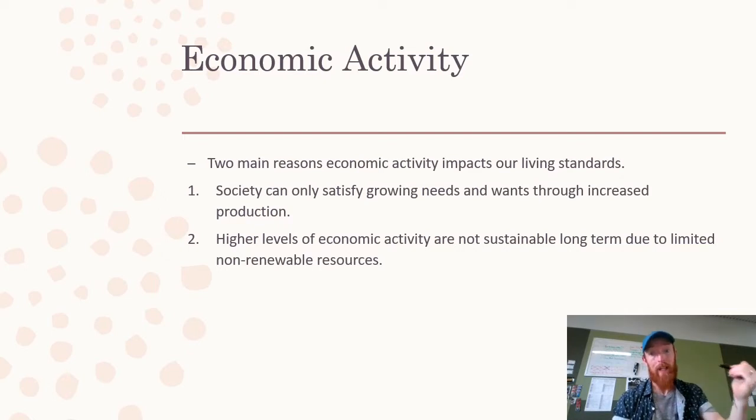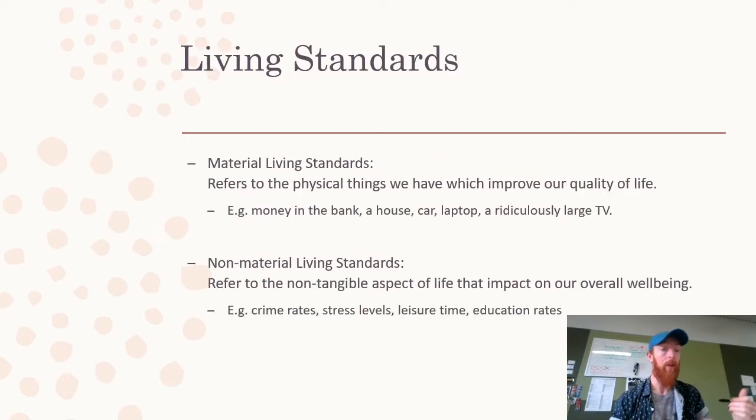So to get into what our living standards are, which you'll hopefully already know, we've got two main types of living standards. Whenever you get a question about living standards, you should always refer to both. So we've got material living standards, which is all about the physical things we have which improve our quality of life. So money in the bank, a house, a car, a laptop, a ridiculously large TV in your living room for some reason.